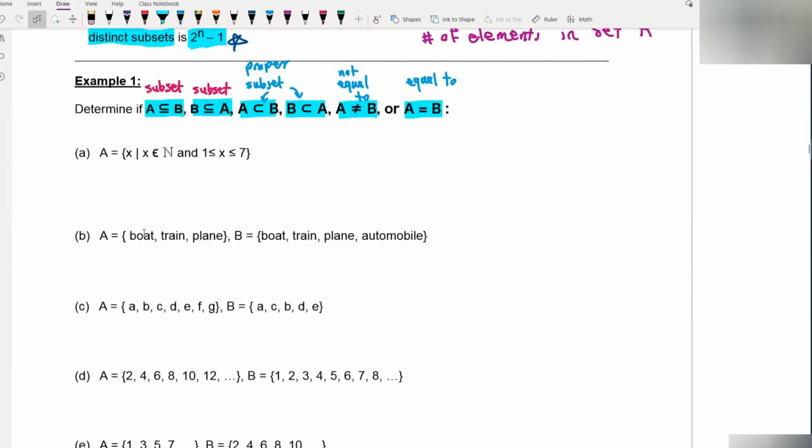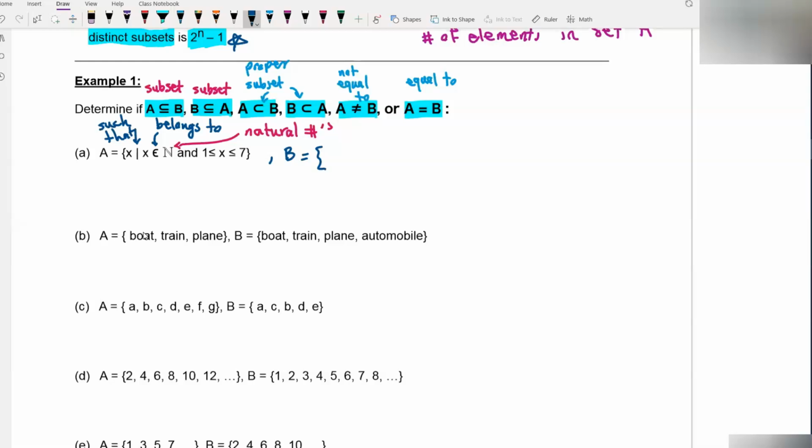Part A, our set is, here we have X such that X belongs to natural numbers, and X is between 1 and 7. Most probably you don't have this part, so add this one.